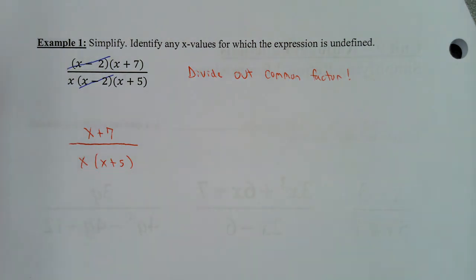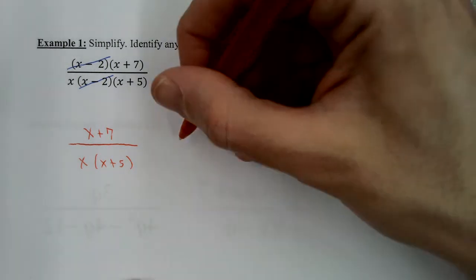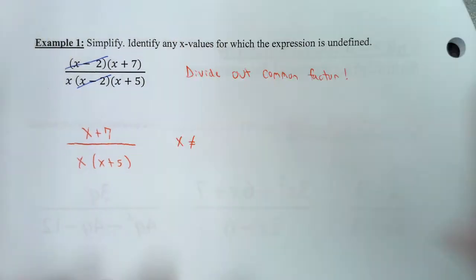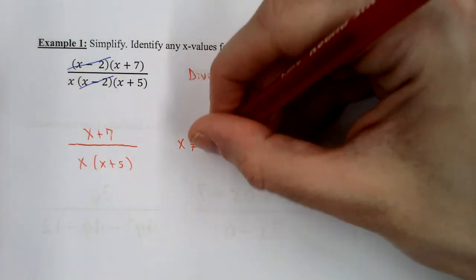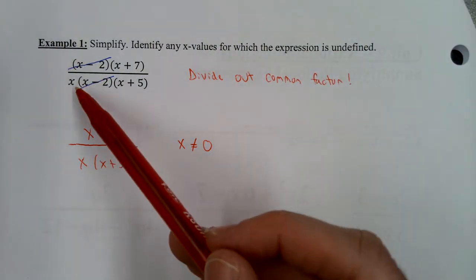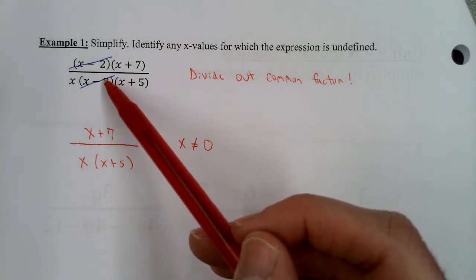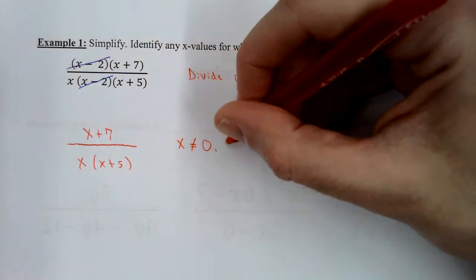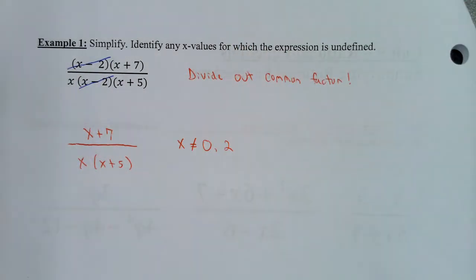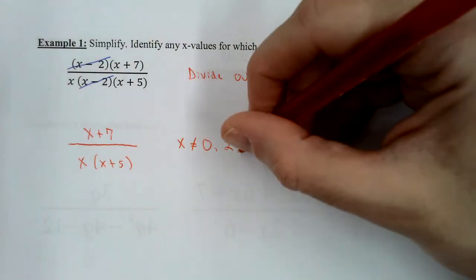But you have to make sure that you identify the restrictions, okay? Meaning what values make the denominator equal 0, because you cannot have the denominator equal to 0. So I'm going to say right here, x cannot equal 0. But you have to go back to the original denominator. So even though there's no x minus 2 in this denominator, there's an x minus 2 in the original denominator. So it means x cannot be 2, because if you have 2, you have 2 minus 2 is 0. You can't have that. And x cannot be negative 5.